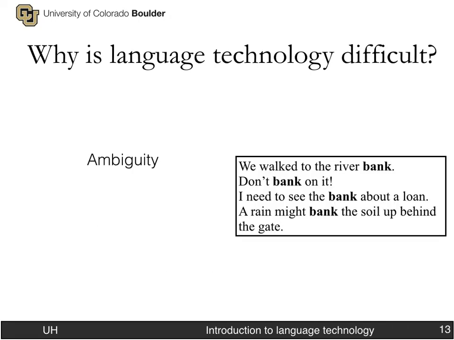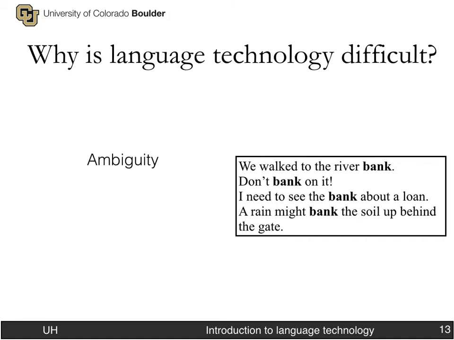Another problem is related to the ambiguous nature of language. So ambiguity is present at all levels of language. And here we have an example of so-called lexical ambiguity, or the ambiguity of words. The word bank can mean very different things in different contexts. It can be a financial institution or a river bank, or it can be a verb and mean something like rely on or accumulate. And our system needs to be able to guess what the correct meaning is.